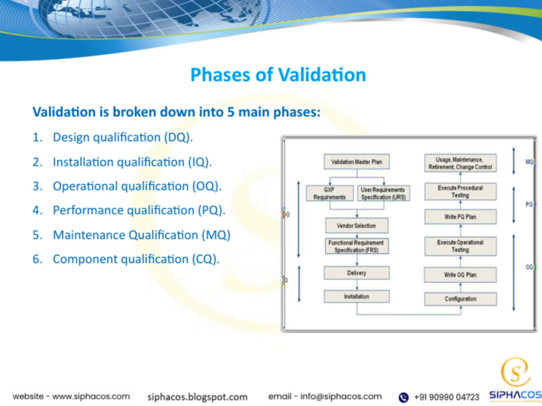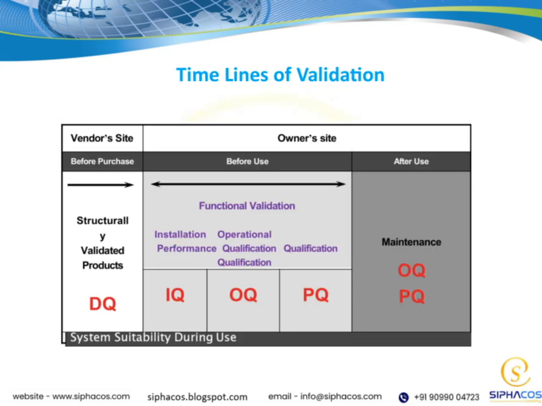They're interconnected steps, each building on the previous one, to give us confidence that our processes are robust and reliable. Let's take a closer look at the timelines of validation. Here, we see how the validation process is structured over time. It's important to understand that validation isn't just a one-time event. It's an ongoing journey that ensures our processes remain reliable and compliant.